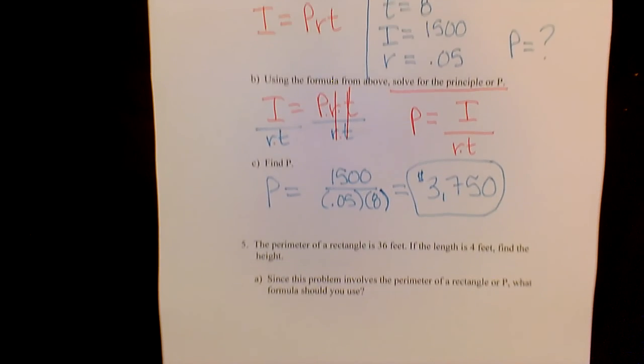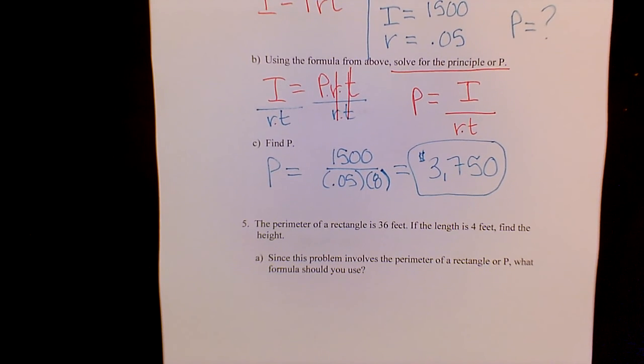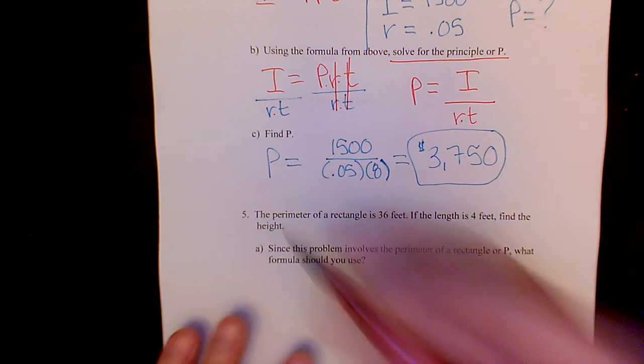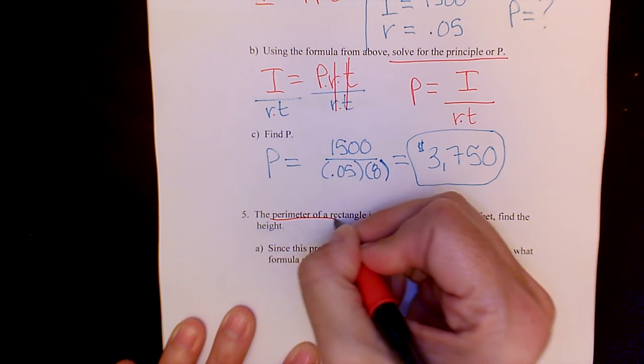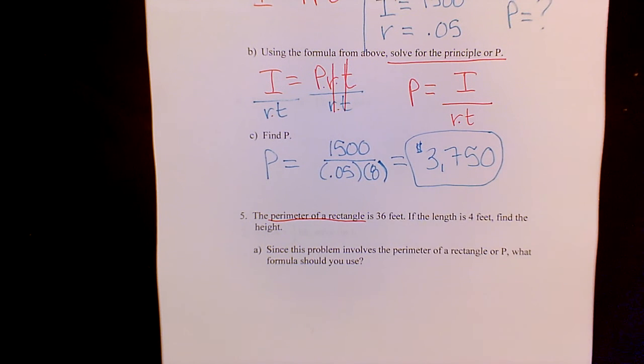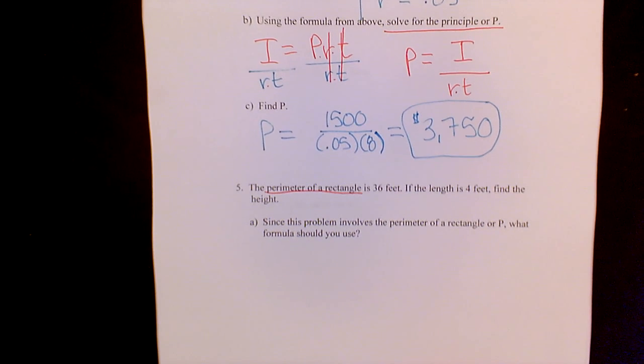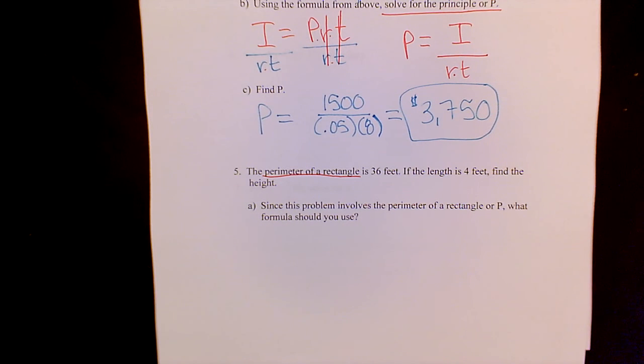I want you to try the last problem, 5. So this is the perimeter of a rectangle, and I know I gave you that formula. So I want you to try 5. Write the formula, solve for the height, which is h, and then find the height. So in the next video, I will give you the answer for number 5, and I will finish up this section.